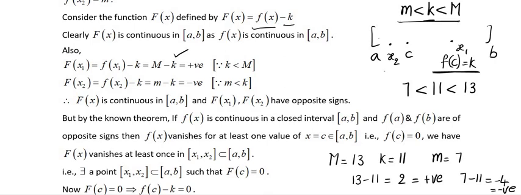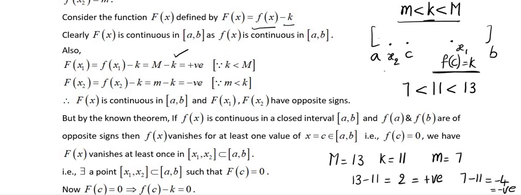Again, here also we are going to use a known theorem, that is, if f of x is continuous in a closed interval a comma b and f of a and f of b are of opposite signs, then f of x vanishes at least once, at some value x equal to c in closed interval a comma b. That means c is a point in closed interval a comma b such that f of c equal to 0. So now this is a known theorem. The same situation we now have.